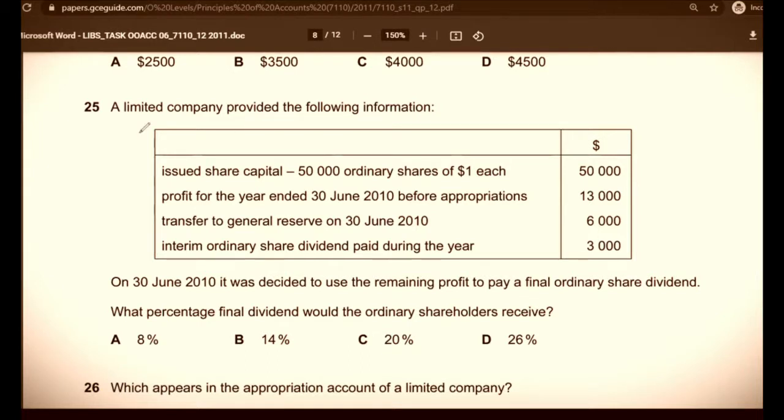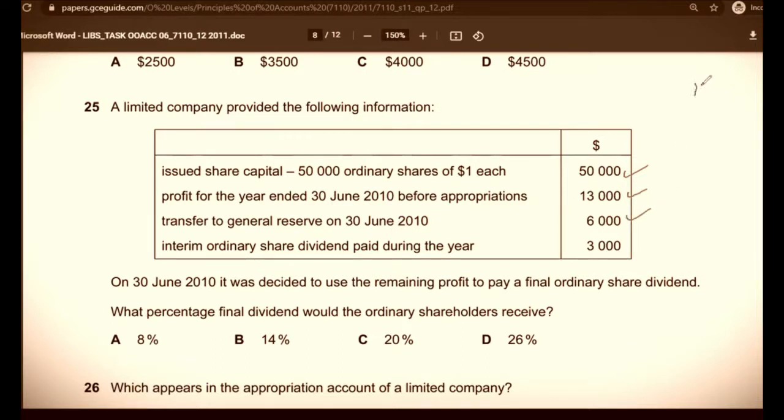Let's look into multiple choice 25 now. A limited company provided the following information. Issued share capital, 50,000 ordinary shares at $1 each. So I have $50,000 of ordinary share capital. Profit for the year ended 30th June 2010 before appropriation. So before distributions, the company had a profit of $13,000. Transfer to general reserve on 30th June 2010 was $6,000.